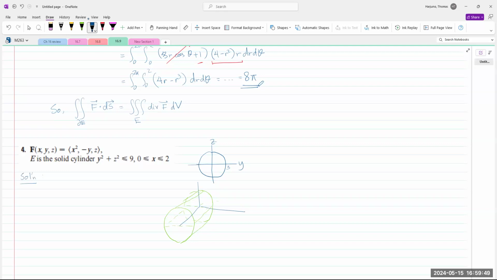Solution. So the triple integral over solid E of the divergence of F dV. If I want to compute that, the divergence of vector field F will be 2x minus 1 plus 1, which is 2x. Okay, so the triple integral over the solid E of 2x dV is equal to, how should I do this?